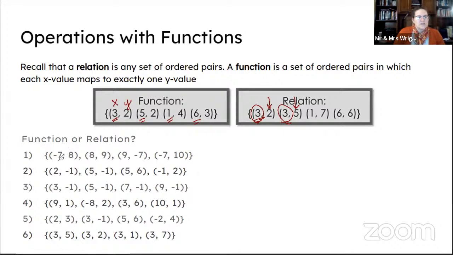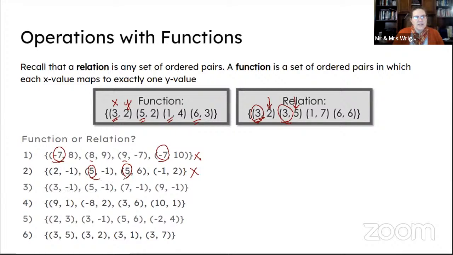Welcome back. So let's look at just the X values first. -7, 8, 9, -7. Oh, there's 2 -7s. So this is not a function. 2, 5, 5. Oops, there's 2 5s. Already I can tell. I don't even need to look at whatever that is. It's not a function. 3, 5, 7, 9. Okay, I've looked at all the X's in this set. So now I need to just look at all the Y's.